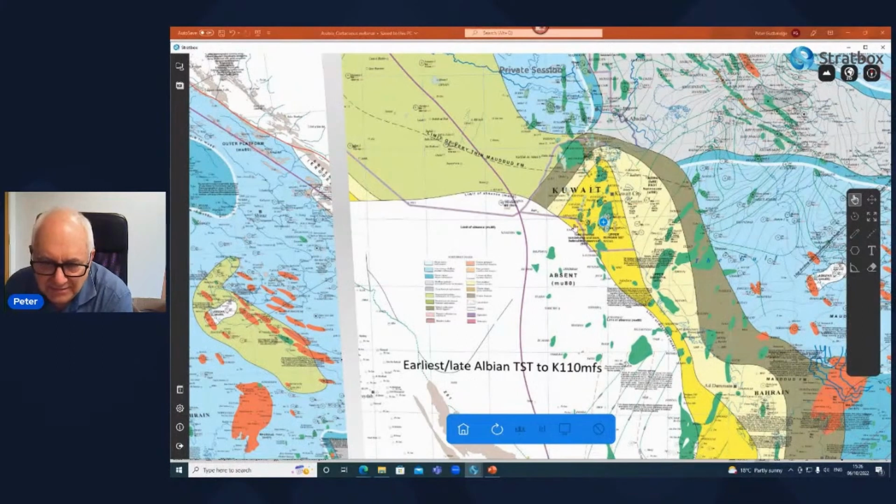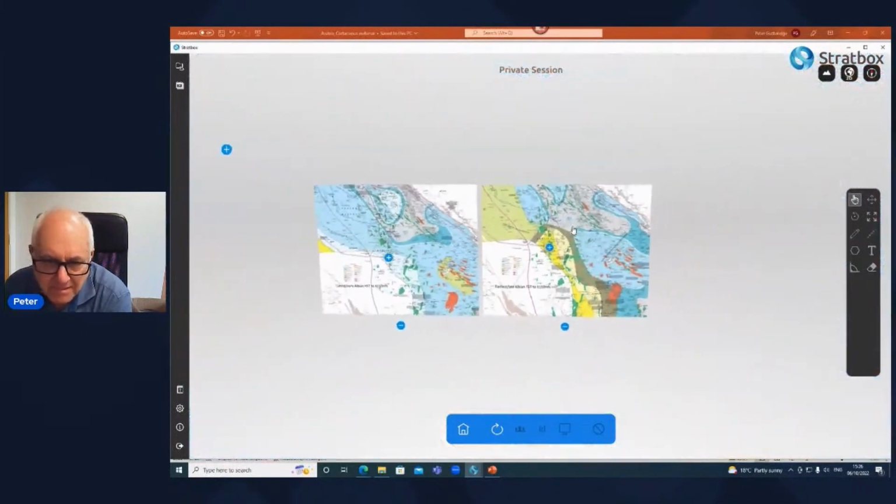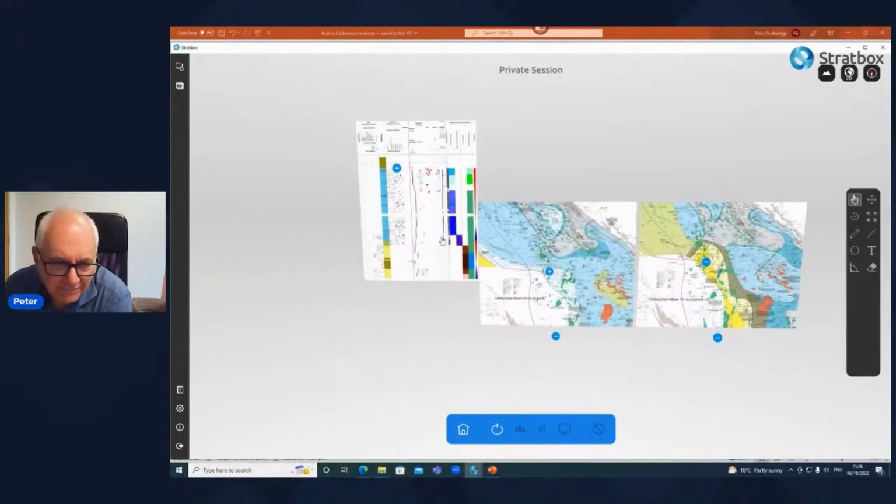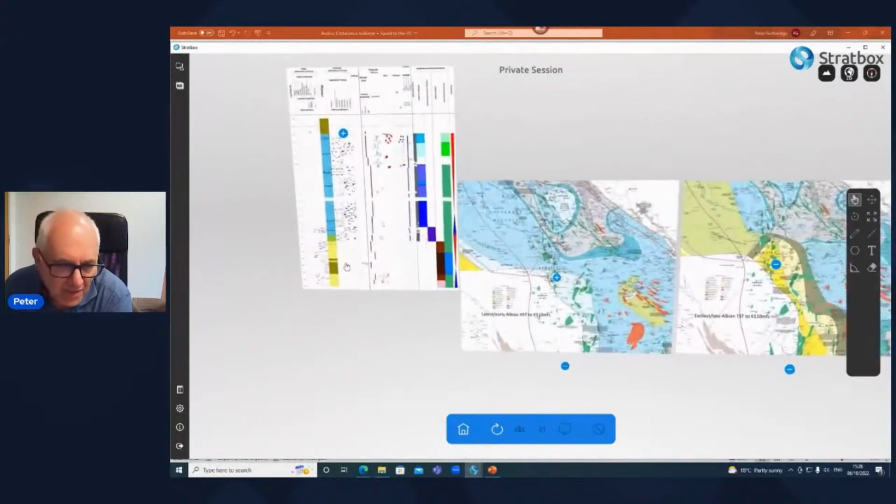And we have a core log from the Burgan field, where we see a lower clastic unit. This is the Mauddud sandstone formation or member, and this was deposited in a series of prodeltaic and shallow marine environments that were prograding in from the Arabian Shield to the west.